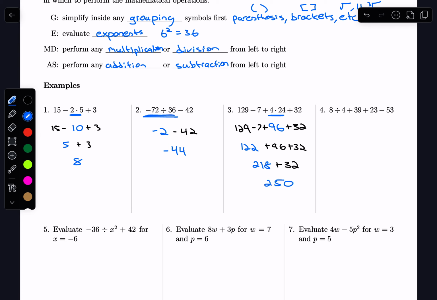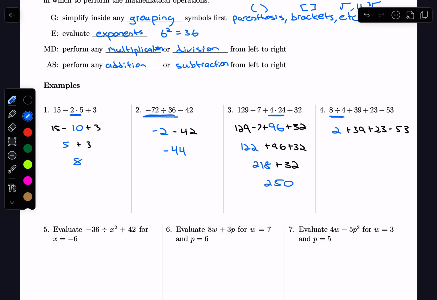All right, number 4, we have division, addition, and subtraction. So I'm going to start with the division up front. 8 divided by 4 is 2. Oops, wrote in the wrong color there. We have 2. And the rest of the problem stays the same. Plus 39, plus 23, minus 53.